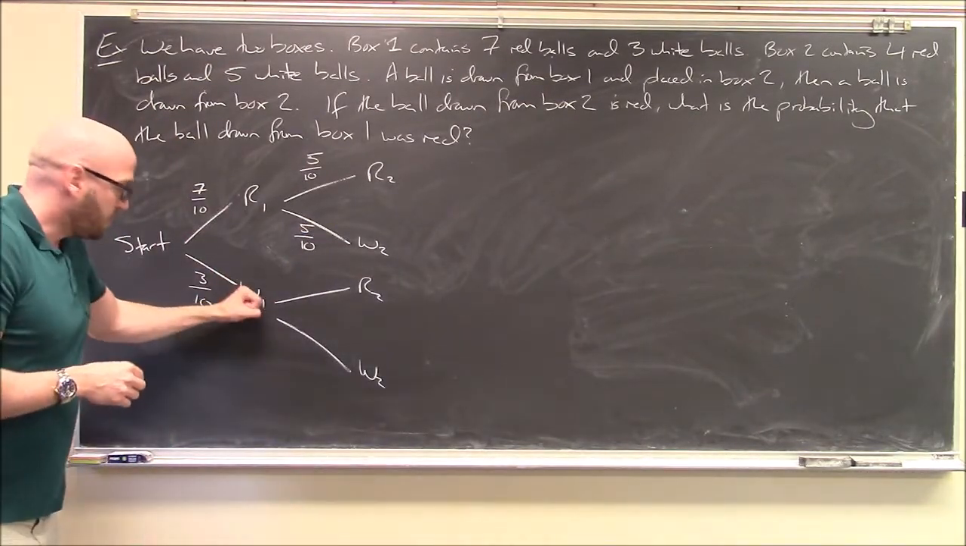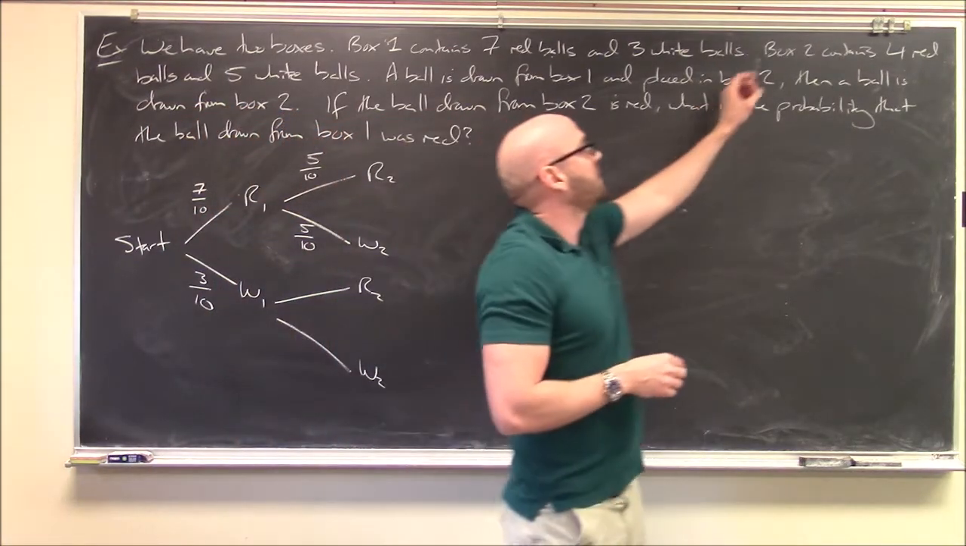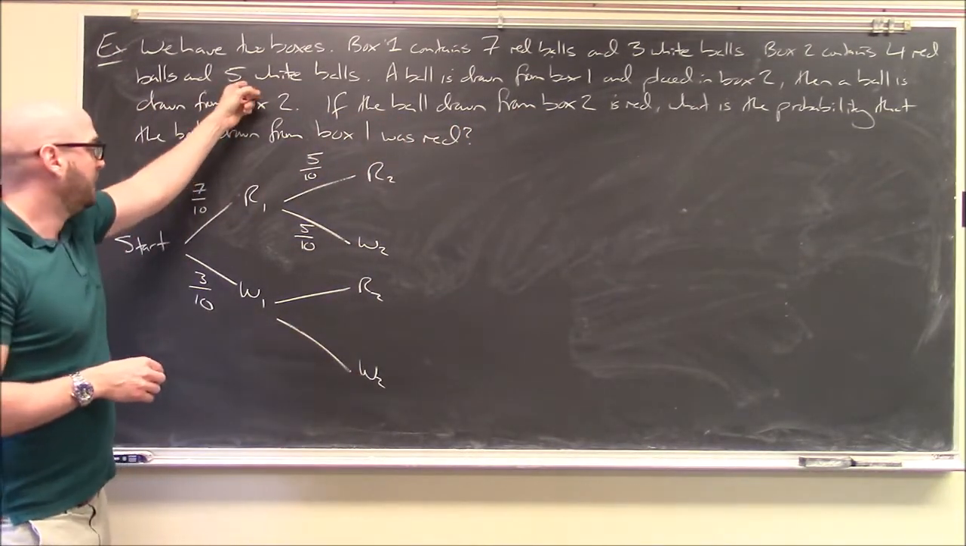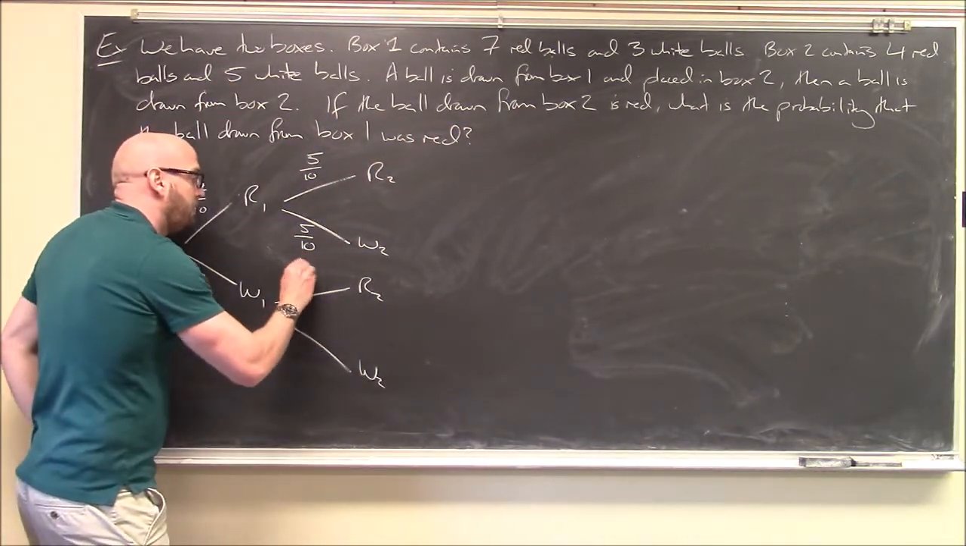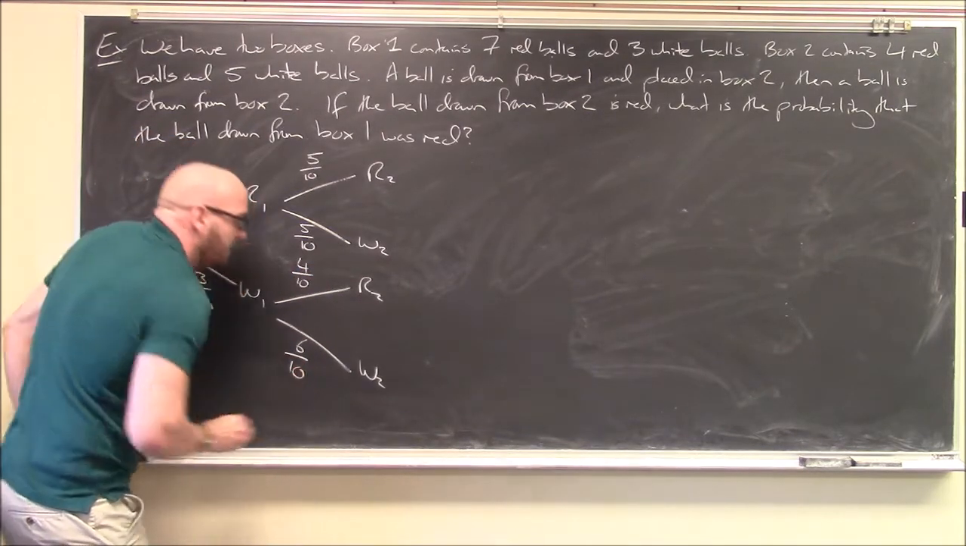Similarly, if I drew a white ball on the first draw, I put that in the second box, and now in box 2 I have 4 red balls and 6 white balls. So the probability of drawing a red here is going to be 4 out of 10 balls. Probability of drawing a white ball will be 6 out of 10.